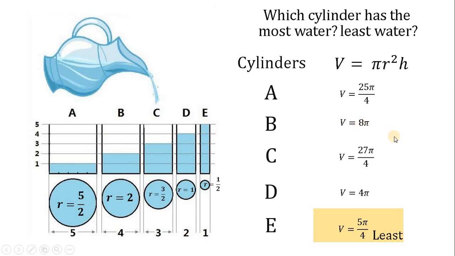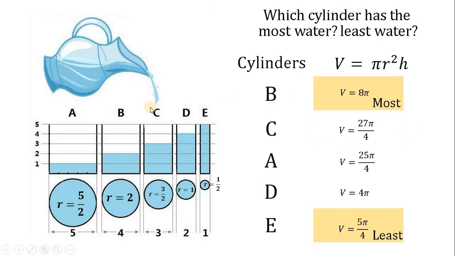And now, which cylinder has the most water? 25 pi over 4 is less than 27 pi over 4. But take note, this 8 pi can be written as 32 pi over 4 cubic units. Therefore, cylinder B has the most water. Now, if you rank them, it looks something like this. The most water is B, second is C, third is A, fourth is D, and the least is E.